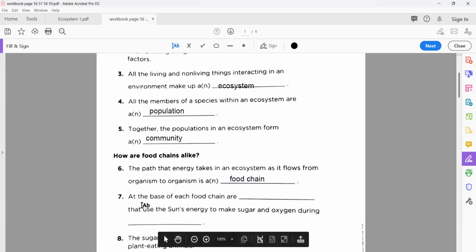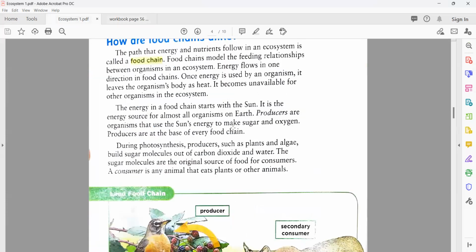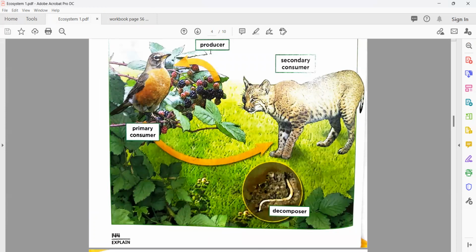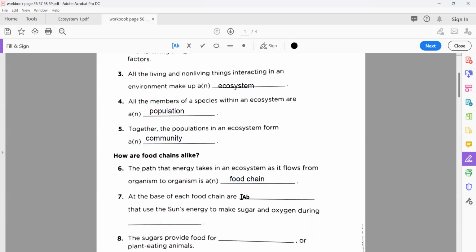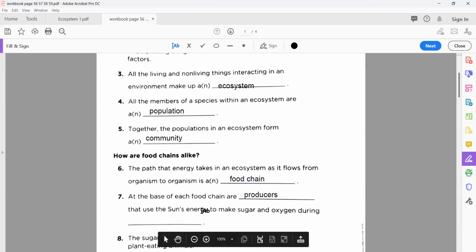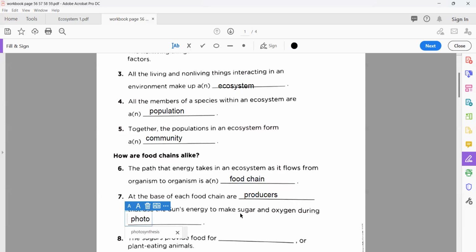Now, number 7: at the base of each food chain are dash. From the bottom is where you're going to start. For example, you can see here, look from where it's going to start. This is the bottom, where energy first enters the system. So the food chain starts from the producers. Producers use sun energy. Producers means your green plants, which make sugar and oxygen. You know very well the process of a plant making its own food. What do we call this process? Yes, very good. Photosynthesis. Very nice.